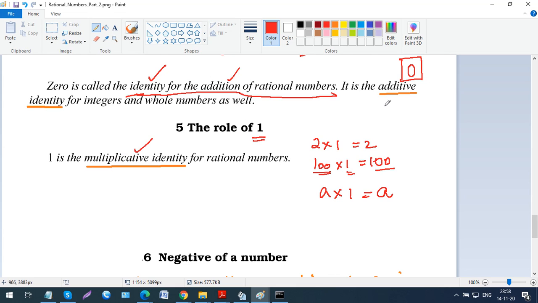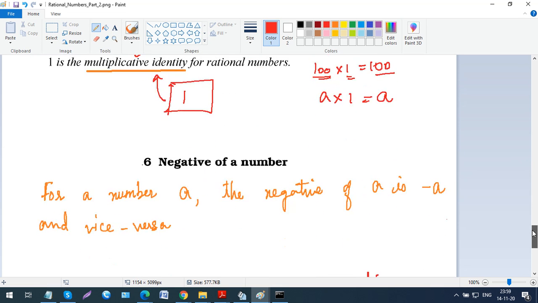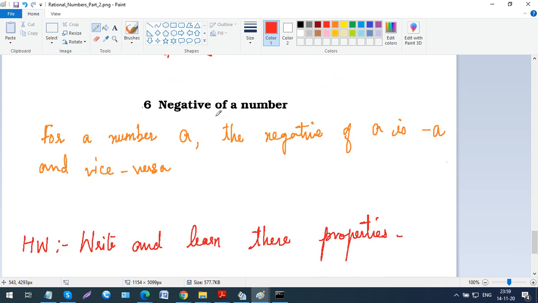So 0 was the additive identity. In case of addition, 0 doesn't change the answer. But in case of multiplication, 1 doesn't change the answer. So 1 is the multiplicative identity. Okay. Now come to the next concept, the negative of a number. If I ask you what is the negative of a number a, you will say that if a is a number, the negative of this number will be minus a. And if minus a is the number, the negative of minus a will be plus a. So minus of minus a equals plus a.